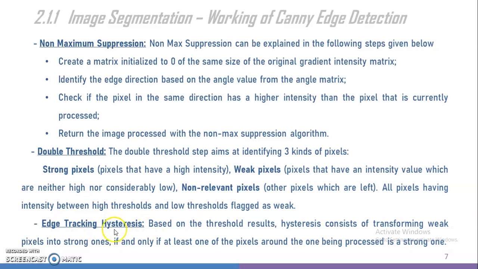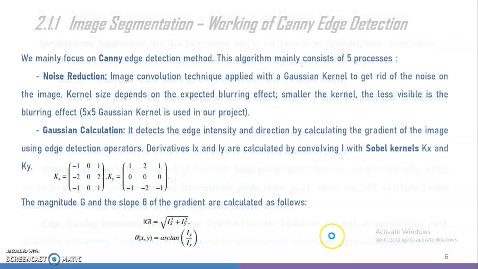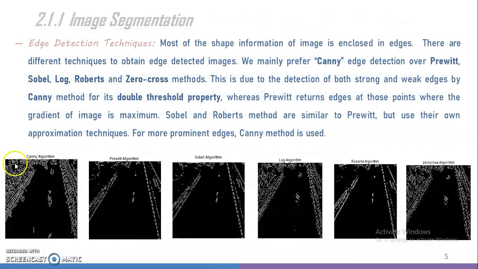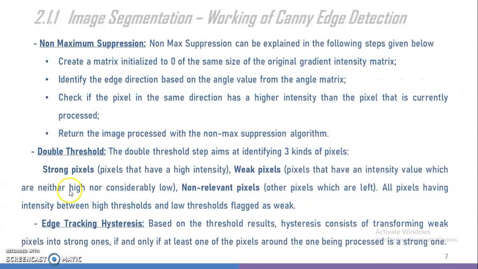The next is edge tracking by hysteresis, because we take into consideration strong and weak pixels. Here we transform all the weak pixels which are near the strong pixels into strong pixels and make it a binary image. The edges will be given in white and the other parts will be given in black, like what we saw here. Here it is white and the others are black.